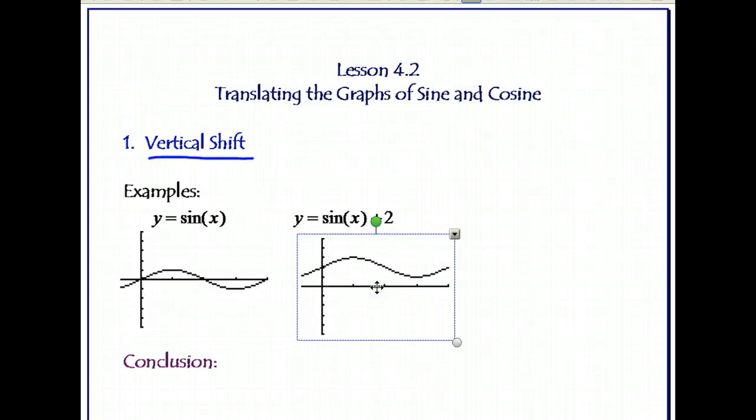Now if we compare these graphs side by side, we want to notice a couple key points. Look at where the graph intersects the y-axis there versus over there. It went from 0 to 2. And that's just one very easy point to find. If we were to look at the entire graph, we'd notice that, yeah, the whole thing got shifted upward 2. So when we have a +2 tacked onto the end, we know that that will be an upward shift.